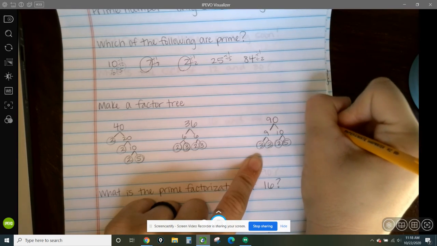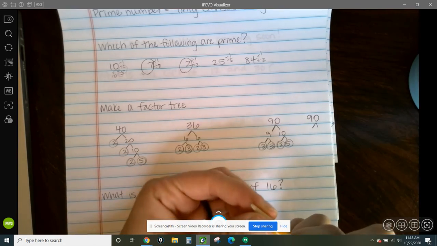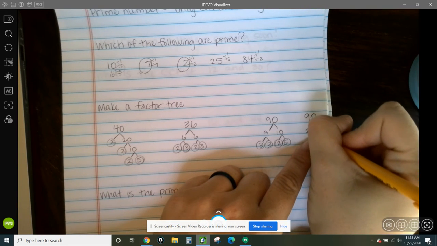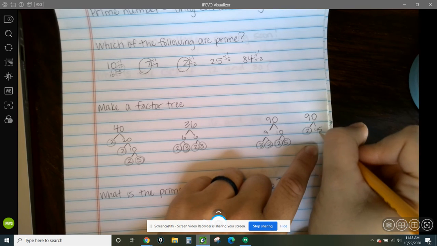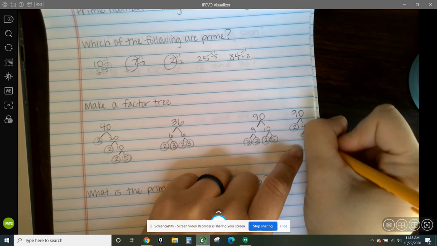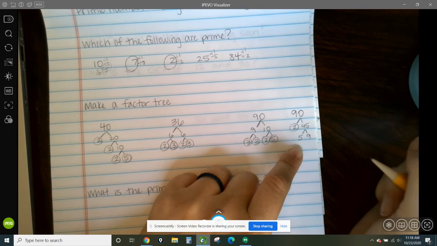Just real quick, you don't need to write this example down, but I'll just show you. Let's say you would have started this out a little differently. What if you did 2 times 45? There's nothing wrong with that. 2's prime, that's the end of the road. 45. Let's see, 45 is 5 times 9.